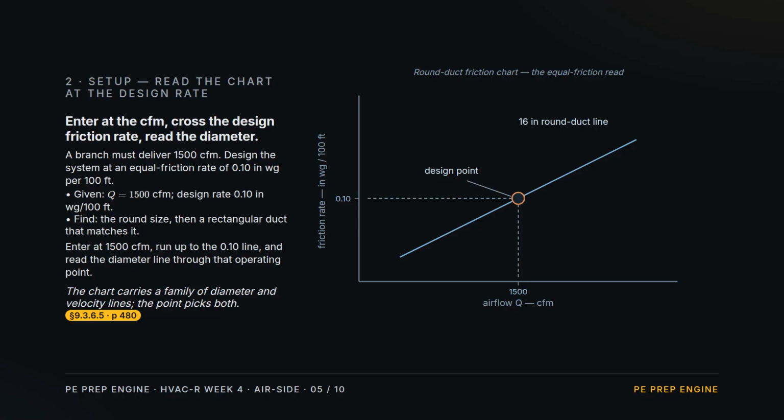Setup. Reading the chart. A branch carries 1,500 cubic feet per minute, and we design at an equal friction rate of 1/10 of an inch water gauge per 100 feet. Enter the chart at the airflow, run up to the design rate line, and read the diameter line that passes through that operating point. Then match it with a rectangular duct.